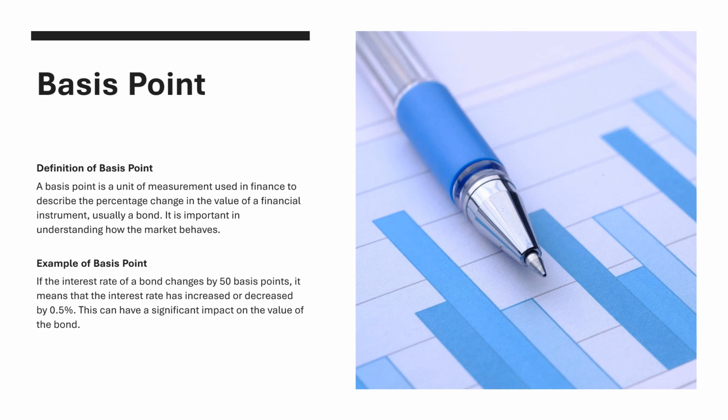Example of basis point. If the interest rate of a bond changes by 50 basis points, it means that the interest rate has increased or decreased by 0.5%. This can have a significant impact on the value of the bond.